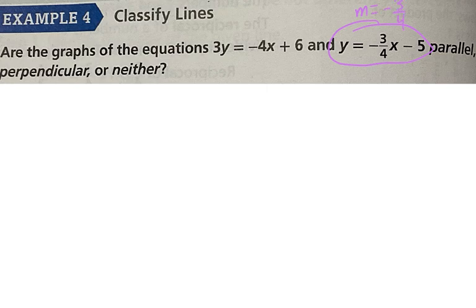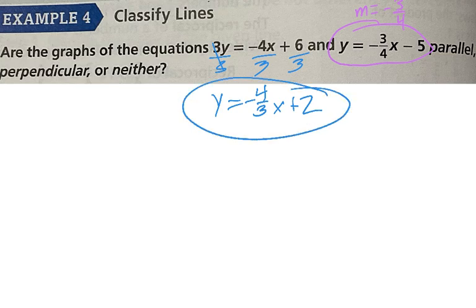-3/4. Do I know the slope of my first line? Why not? Because it's not in slope-intercept form. So I want to get it in slope-intercept form so I can easily identify the slope. Why is this not in slope-intercept form? Multiplied by 3. How can I undo multiplying by 3? Divide by 3. So I've got y equals -4 divided by 3 is -4/3 x. 6 divided by 3 is 2. Is this in slope-intercept form? Yes. What's the slope of this line?